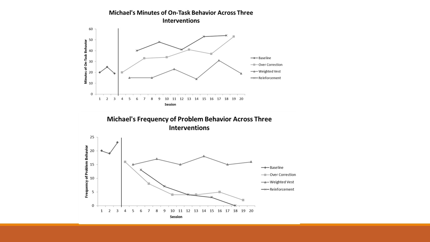Here are the figures for on-task behavior in minutes on task. As you can see, the weighted vest had little to no therapeutic effect on the 2 behaviors being measured, while overcorrection and reinforcement had clear therapeutic effects for the behaviors being measured for Michael.